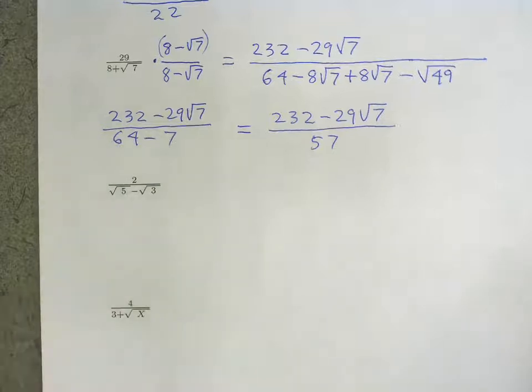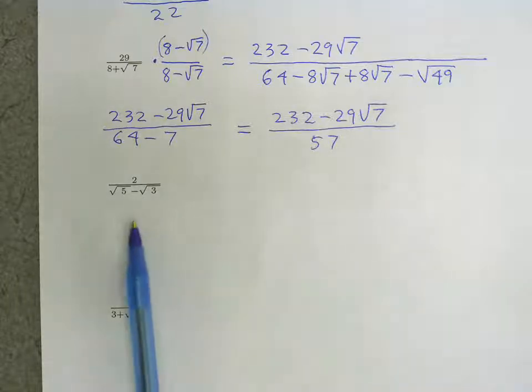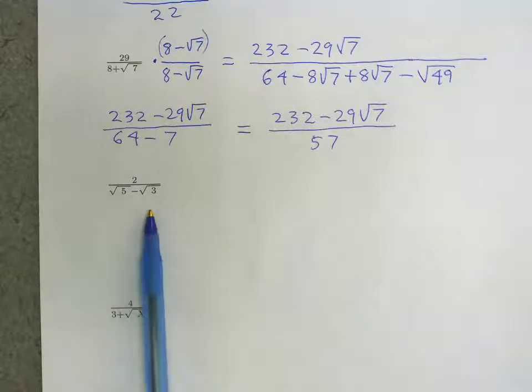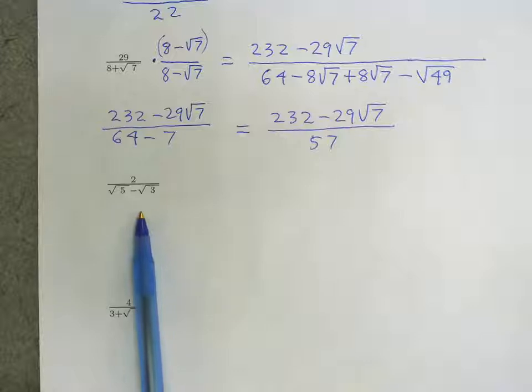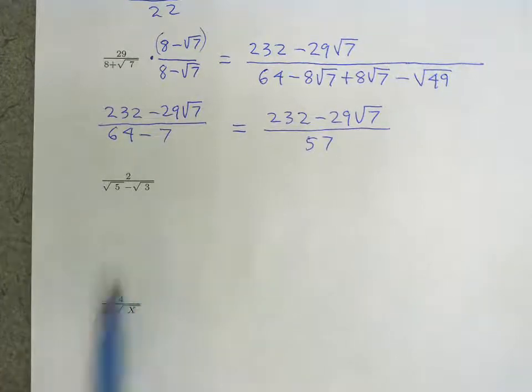Okay, so you can probably tell what's going to happen now. 2 divided by the square root of 5 minus the square root of 3. So we're going to multiply by 1 again so that we can rationalize the denominator.